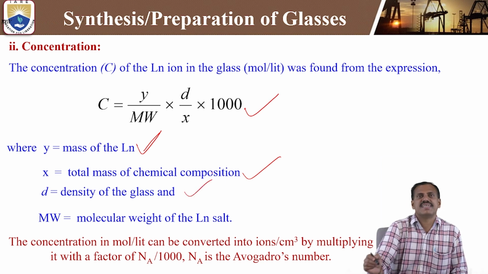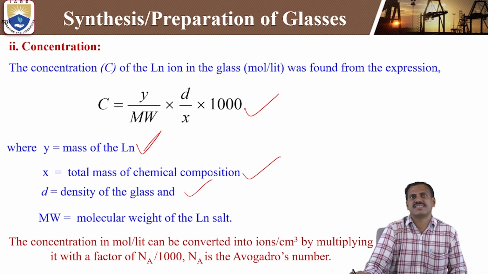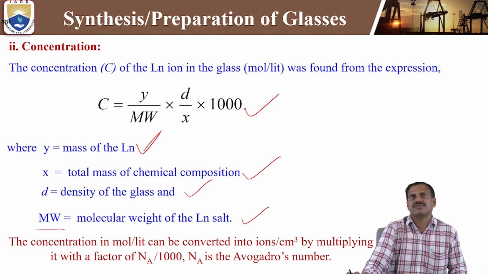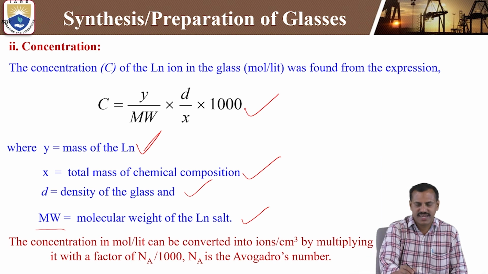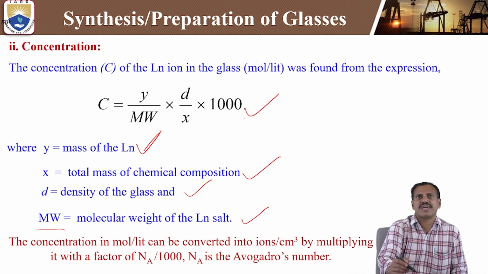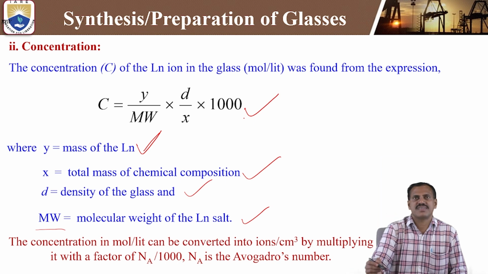Next, D is the density of the glass; we are calculating the density of the glass. Next, MW is the molecular weight of the lanthanide salt, for example samarium oxide, dysprosium oxide, or erbium oxide. That lanthanide salt molecular weight we have to take. By using this formula, we can calculate the concentration of the lanthanide ion or rare earth ions.